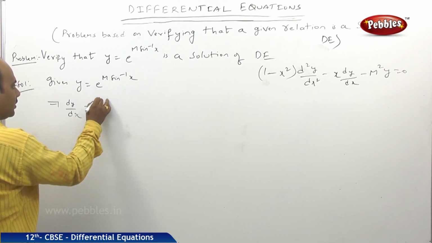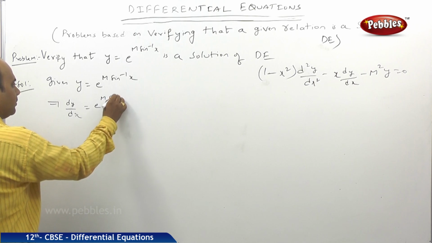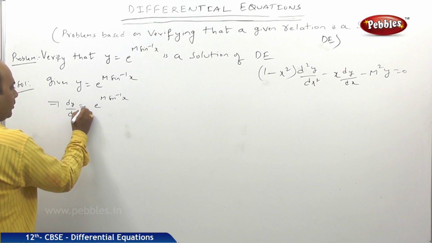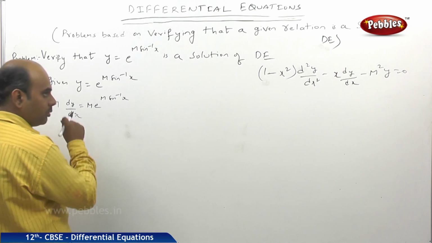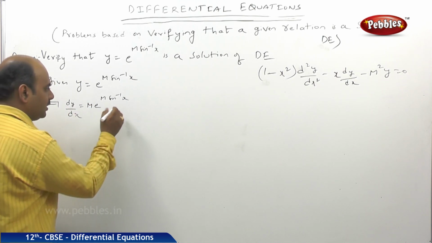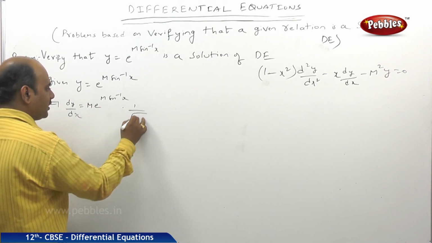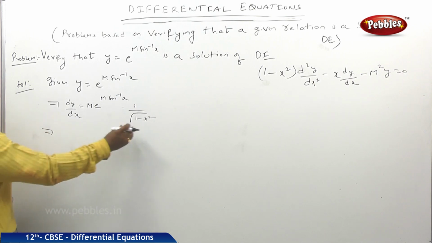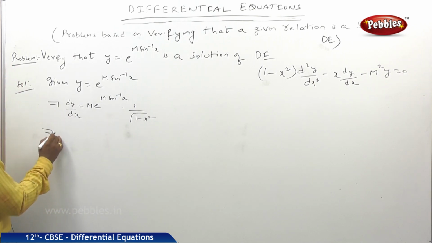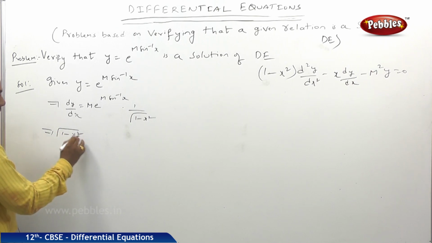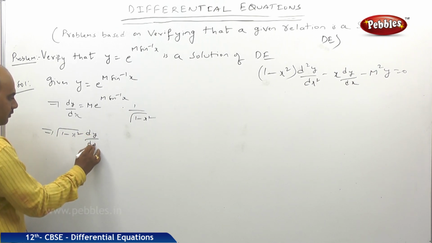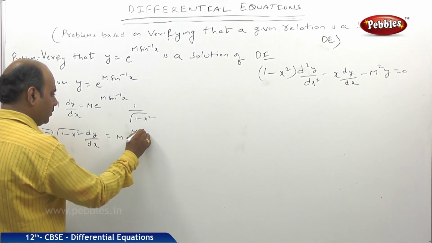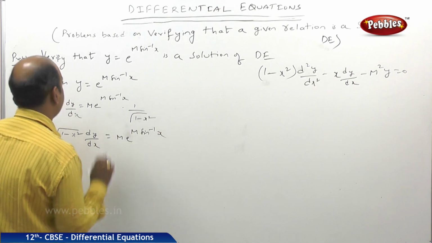Finding dy by dx, I will get e power m sin inverse x, because e power x's derivative is e power x. But I'll keep one m here, because whatever coefficient of x is there comes in the form of a product, and the sin inverse x derivative is 1 by under root of 1 minus x square. So later, this particular under root of 1 minus x square I will shift to the left hand side. So under root of 1 minus x square dy by dx is equal to m into e power m sin inverse x.